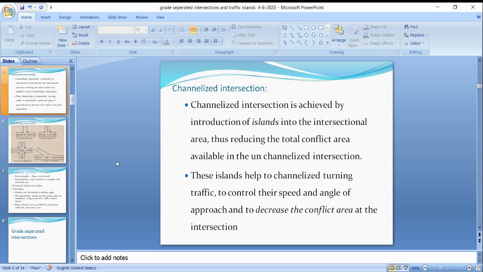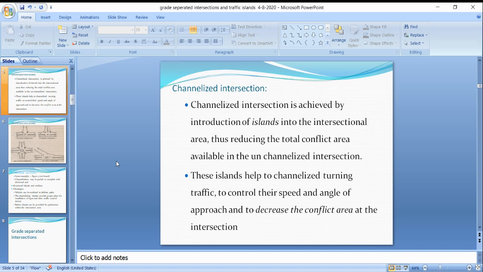So these islands help to channelize turning traffic, to control their speed at the angle of approach, and to decrease the conflict area at the intersection. By introducing the traffic islands, we are reducing the speed of the vehicle, and we are also maintaining some angle of approach to the main line.